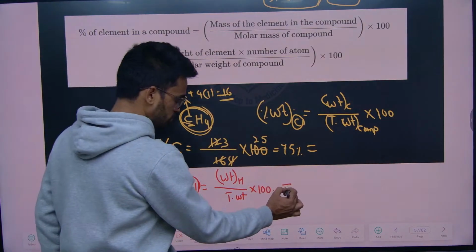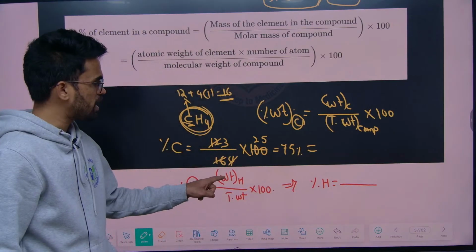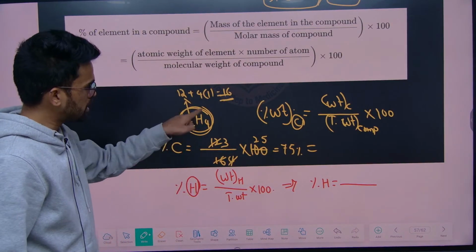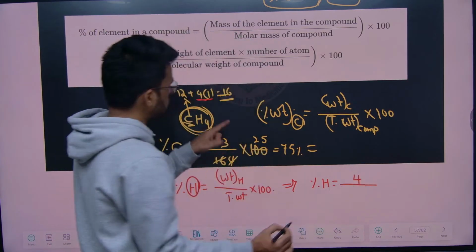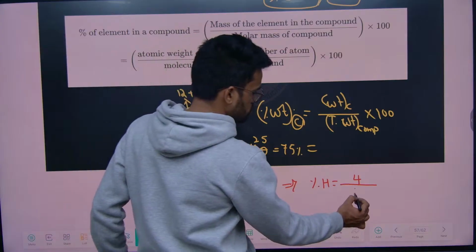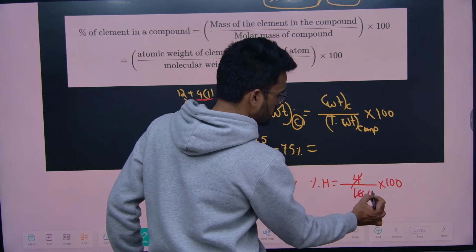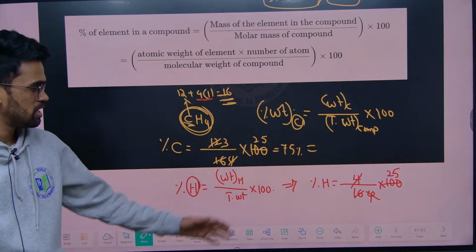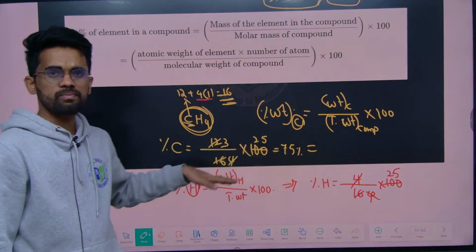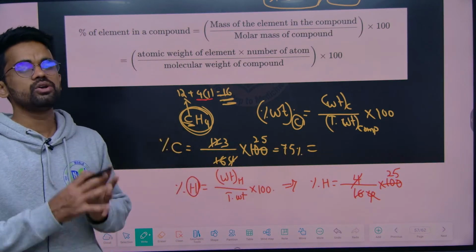Okay, so now tell me, percentage of hydrogen means what you can take? Weight of hydrogen. See, in methane, what is the weight of hydrogen? We have 4. So take here 4. And what is the total weight we got? 16. So total weight 16 into 100. That's it. So this will be 4 times 25. So what is the percentage of hydrogen we got? 25%. Carbon 75%. Total 100%. That is how you need to do it.